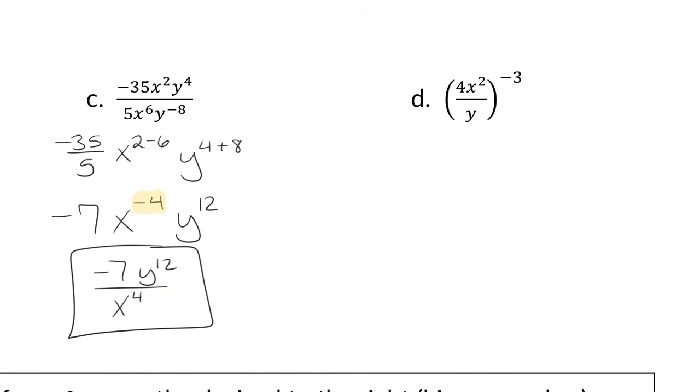Our last problem can really be done in multiple orders. I'm going to just pick one and go with it. I can't simplify anything inside the parentheses, so I'm going to go ahead and distribute the -3 to all of the terms. This is going to become 4 to the -3 power, x to the 2 times -3 power over y to the -3 power. So the exponent goes to each term, whether it's in the top or the bottom of the fraction.